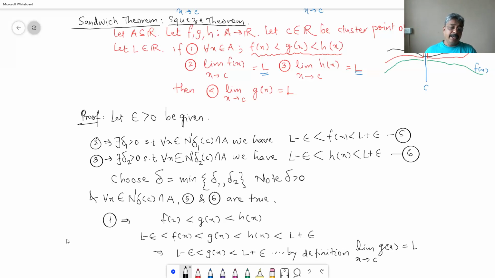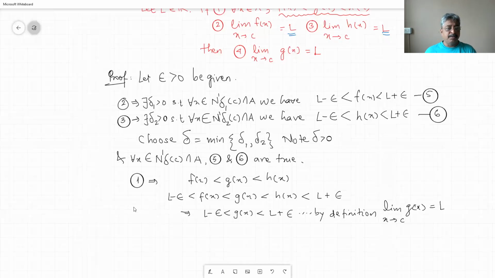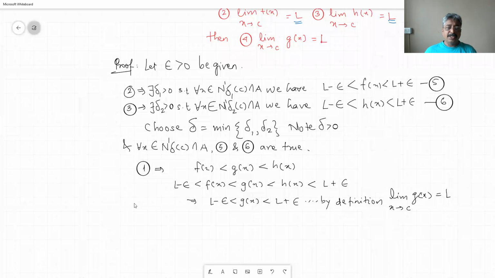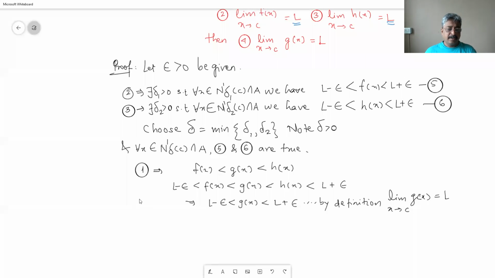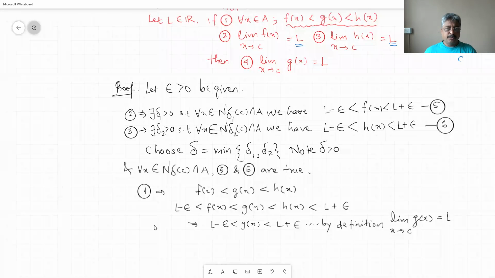Now look at the elegance of this proof. Systematic. Every step is important and there is not a single word which is extra. Everything is spot on.